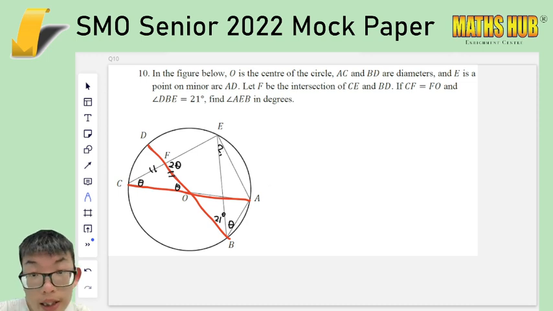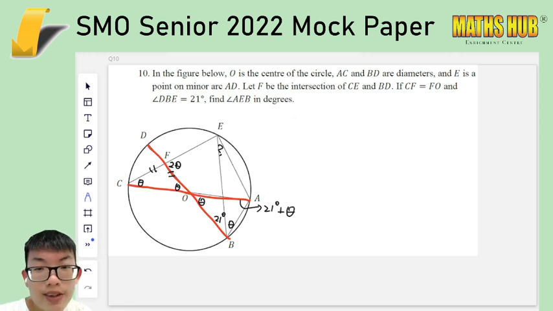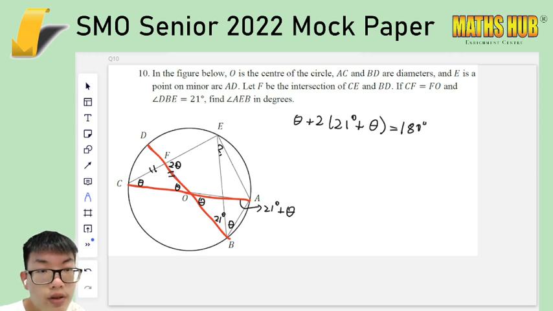And so now in this isosceles triangle, you have got theta, 21 plus theta, and this angle would also be 21 plus theta. So we can find theta from here immediately, right? So theta plus 2 times 21 degrees plus theta is 180. And so theta would be equal to 46 degrees.